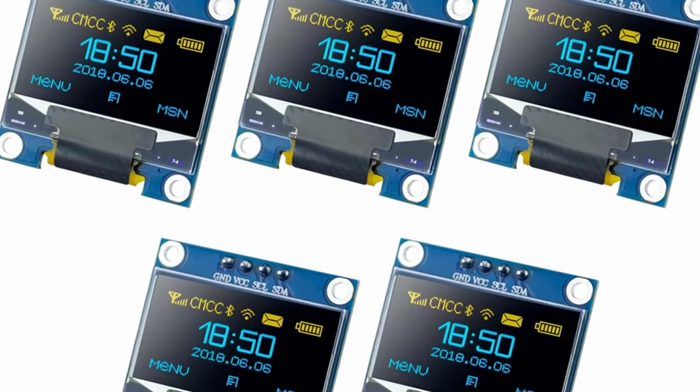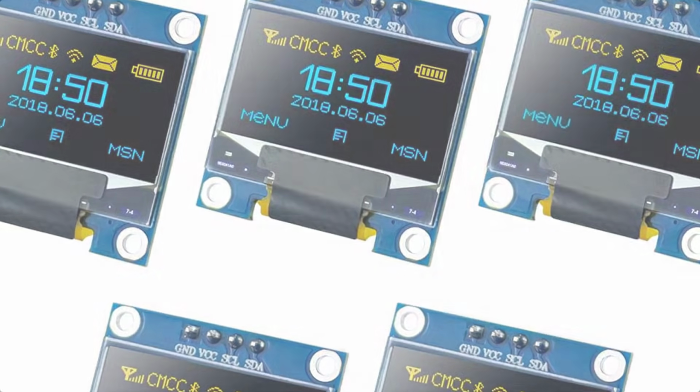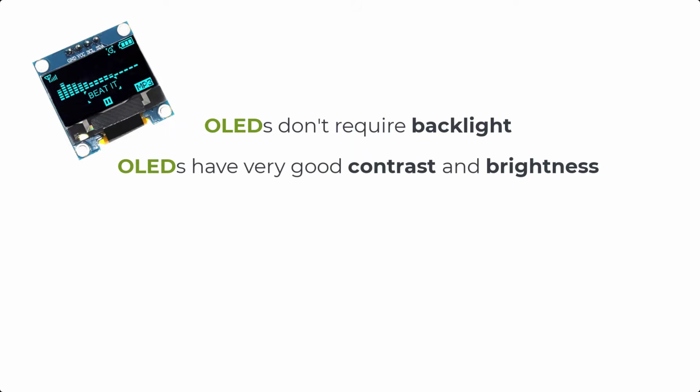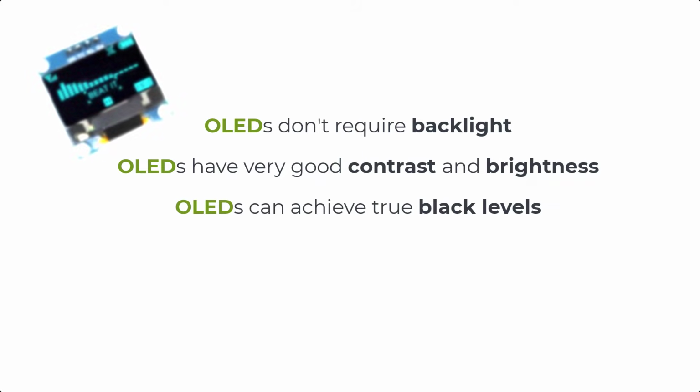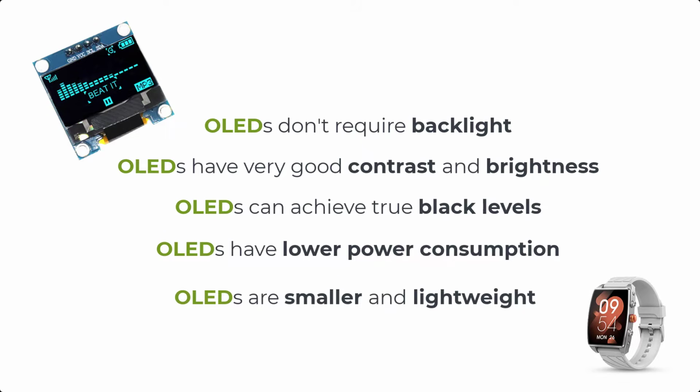Unlike traditional LCDs, OLEDs are self-illuminating. This means each pixel generates its own light in response to electric current. In effect, OLEDs don't require backlight, which results in a very nice contrast and brightness. Since each pixel controls its own light source, OLEDs can achieve true black levels. Now, because only lit panels consume power, OLEDs have lower power consumption, making them ideal for battery-powered projects like smartwatches and wearables. In addition, they are smaller in size and lighter in weight than liquid crystal displays.